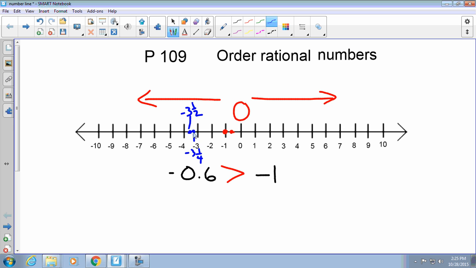So again, here's my dot, here's my other dot. Which one is closest to 0? Negative 3 1/4 is closest to 0. Negative 3 1/2 is farther to the left. Now, if you plot it, you could certainly change it to negative 3 1/2. Again, that one is farther down the line. Negative 3 1/2 is less than negative 3 1/4. Okay, and you can go ahead and put your ESS in for less than. We are ordering rational numbers.